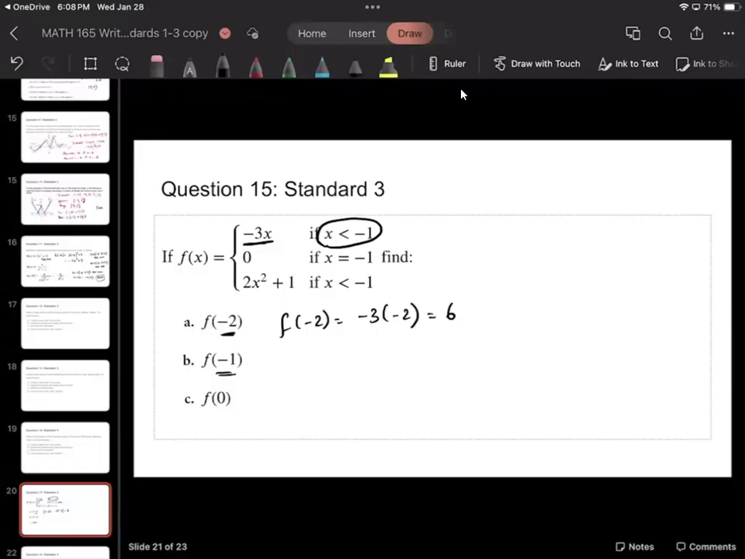Then this question is asking what is f of negative 1. Now where does negative 1 belong? It belongs in this interval. So the answer will be f of negative 1 is 0. Now where does 0 belong? I think this is probably a typo. This probably is this, so x is greater than negative 1. So this is the interval in which it belongs. So this is going to be 2 times 0 squared plus 1, which is 1.